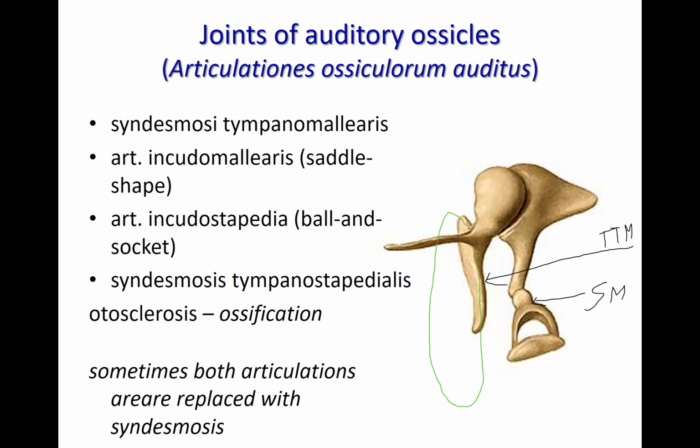Okay, and now we can see here the joints. There are two joints, incudomalleolar and incudostapedial joints. And of course, two syndesmoses: tympanostapedial syndesmosis and tympanomalleolar syndesmosis. Yeah? So here is tympanomalleolar and tympanostapedial. And these syndesmoses and joints, or synarthrosis, allow the transmission of the mechanical waves, yeah, from the tympanic membrane to the perilymph of the inner ear.